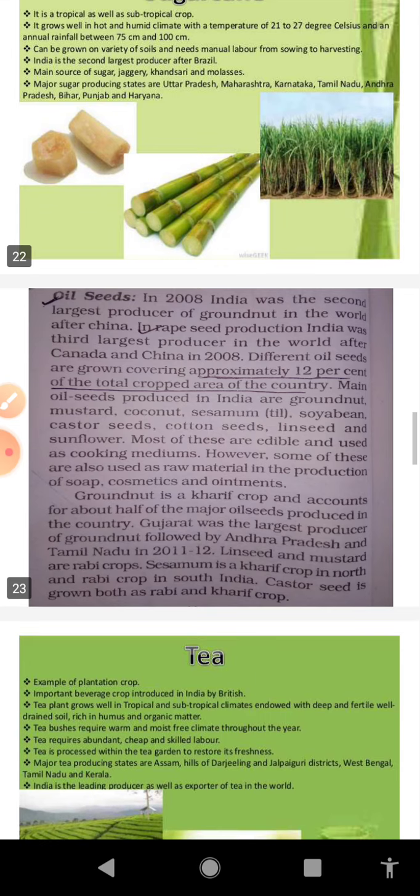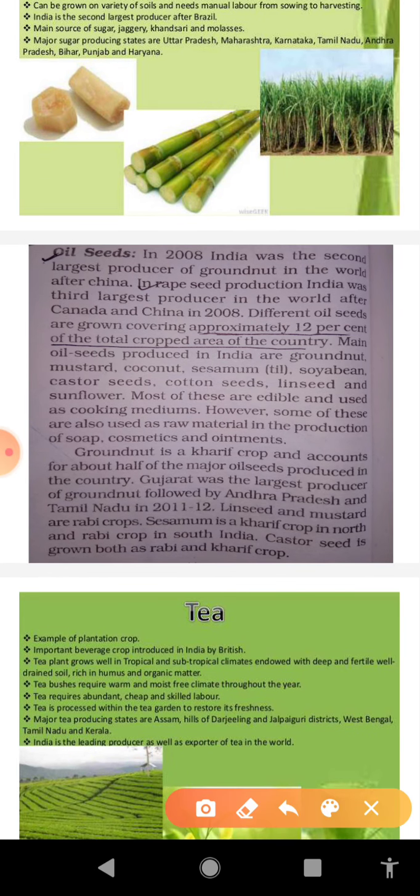After that, we will discuss oilseeds. In India, farmers grow different varieties of oilseeds, and approximately 12% of the total cropped area of our country is under cultivation of oilseeds. In the year 2008, our country was the second largest producer of groundnut in the world after China. And in rapeseed production, India was the third largest producer in the world after Canada and China.